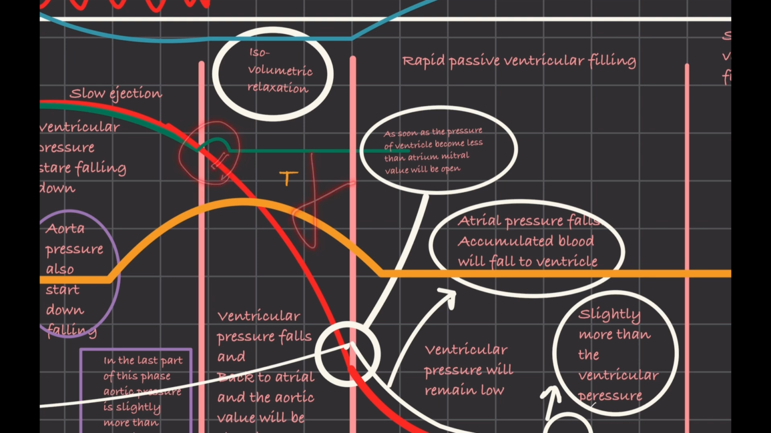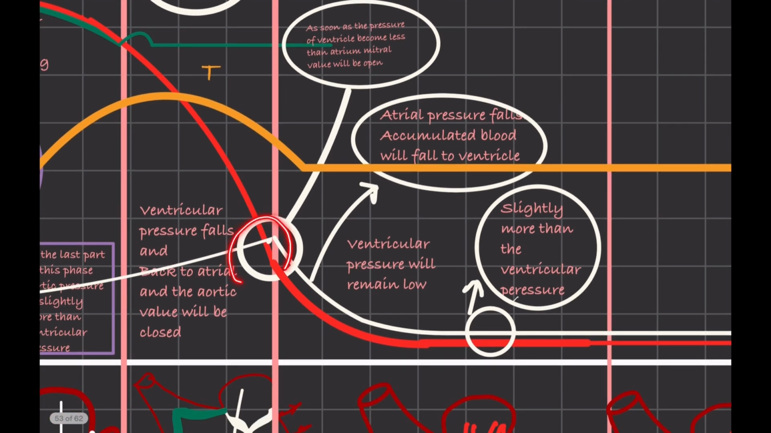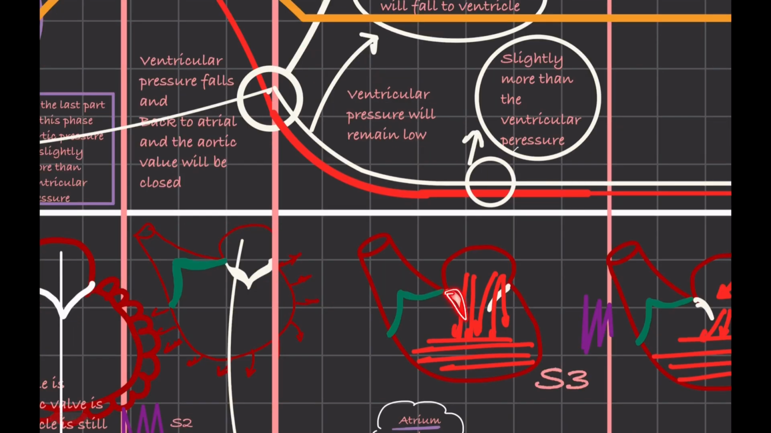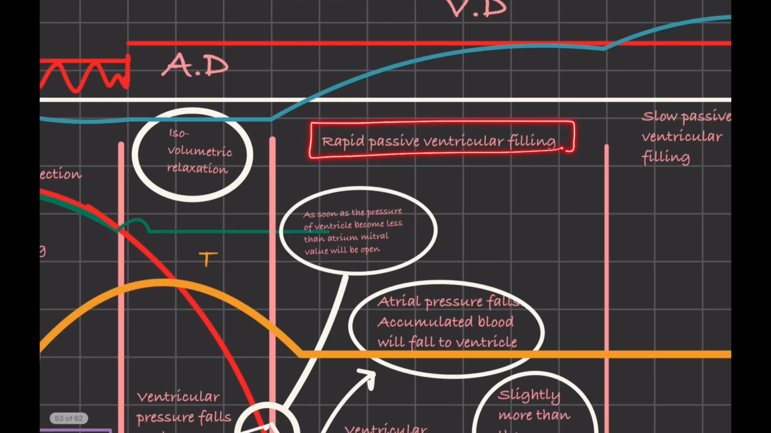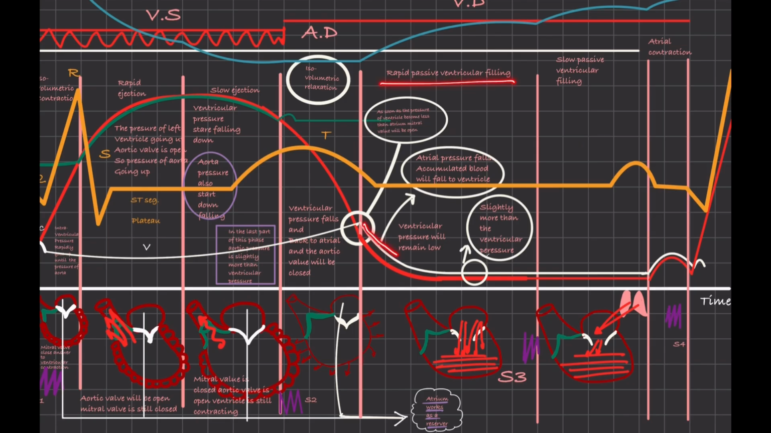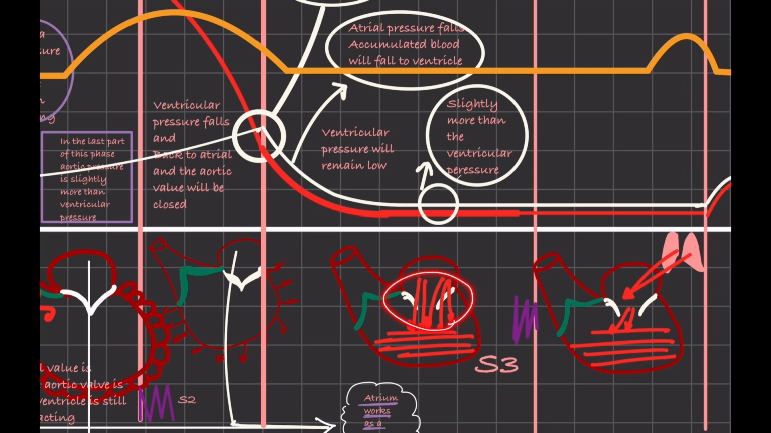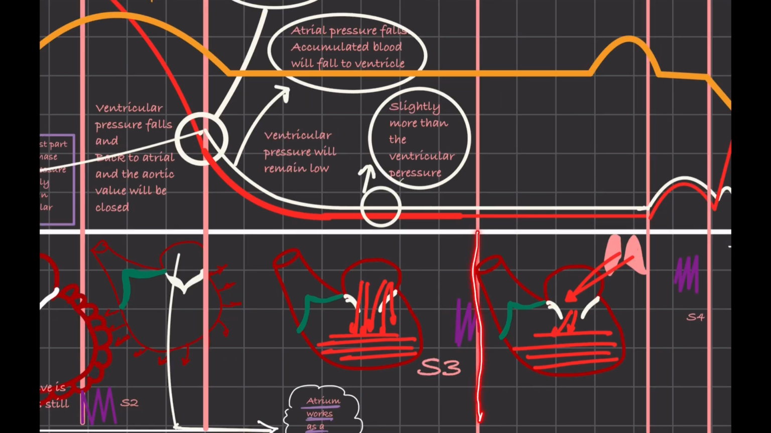is broken. When the ventricular pressure falls below the atrial pressure, the mitral valve opens, starting the rapid passive ventricular filling phase. During this phase, the Y wave forms as atrial pressure decreases. The mitral valve remains open during rapid filling. At the end of the rapid filling phase, we might hear S3, which can be normal in young people or during physical activity, but it can also indicate pathology.